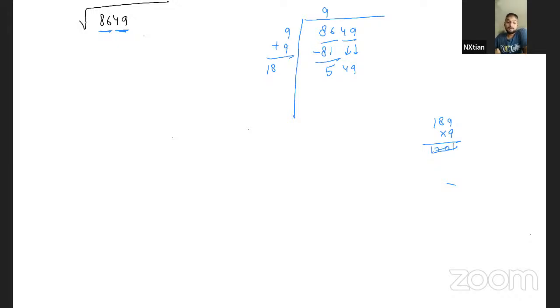So it is too big. I have to choose a number which is smaller than that. Okay, 3. If you choose 3, 183 multiplied by 3 becomes 549, which is correct, and the remainder becomes 0. And the 3 which you multiplied, you have to add it, so it becomes 186. So the final answer is 93.